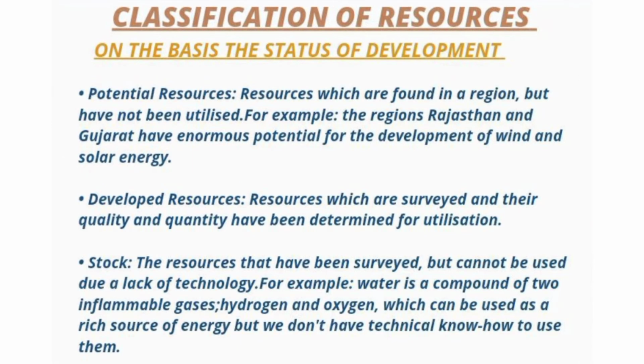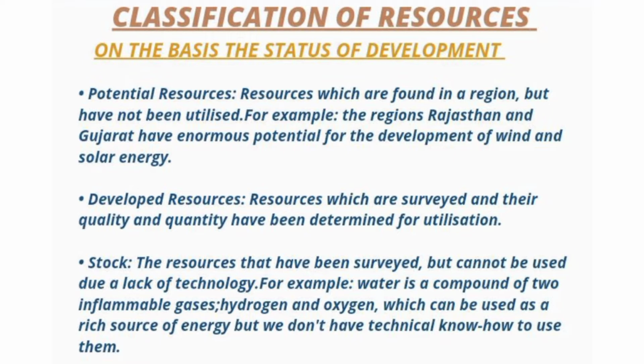On the basis of status of development: potential resources, developed resources, stock, and reserves. Potential resources. Resources which are found in a region but have not been utilized. For example, the regions of Rajasthan and Gujarat have enormous potential for the development of wind and solar energy.